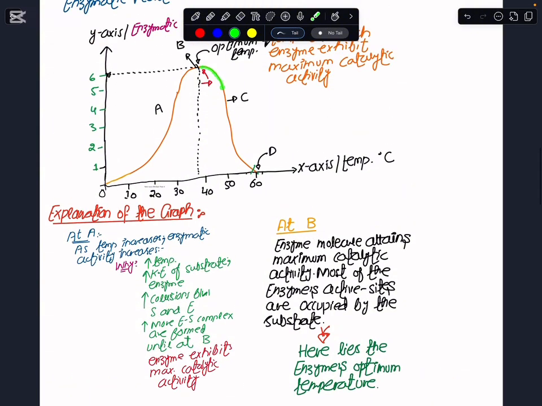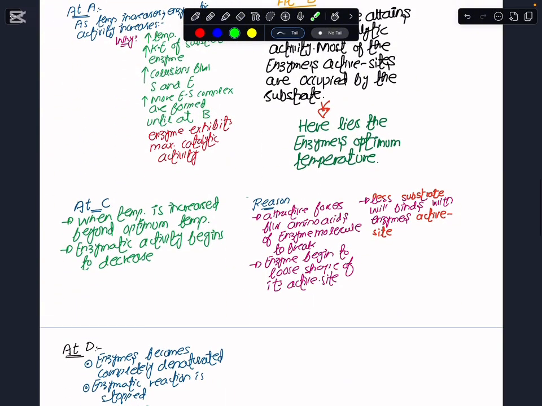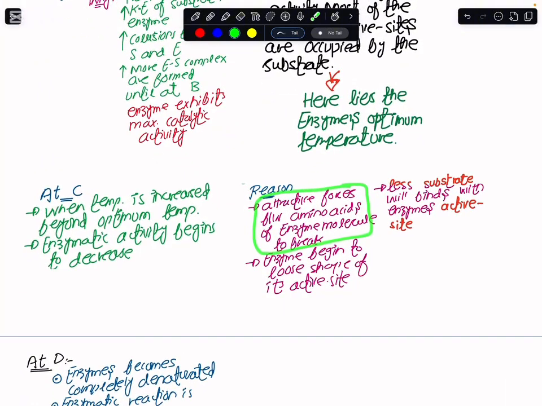Now, for the part of the graph labeled C, when the temperature is increased beyond the optimum temperature, the enzymatic activity begins to decrease. Why does it begin to decrease? Because the enzyme's active site was determined by the amino acids in the polypeptide chains, where we have these attractive forces. These attractive forces between the amino acids of an enzyme molecule would start to break. They are not completely broken now. The words are: start to break. The enzyme would start to lose the shape of its active site, and less substrate will bind with the enzyme's active site. That is why the curve is going downward.